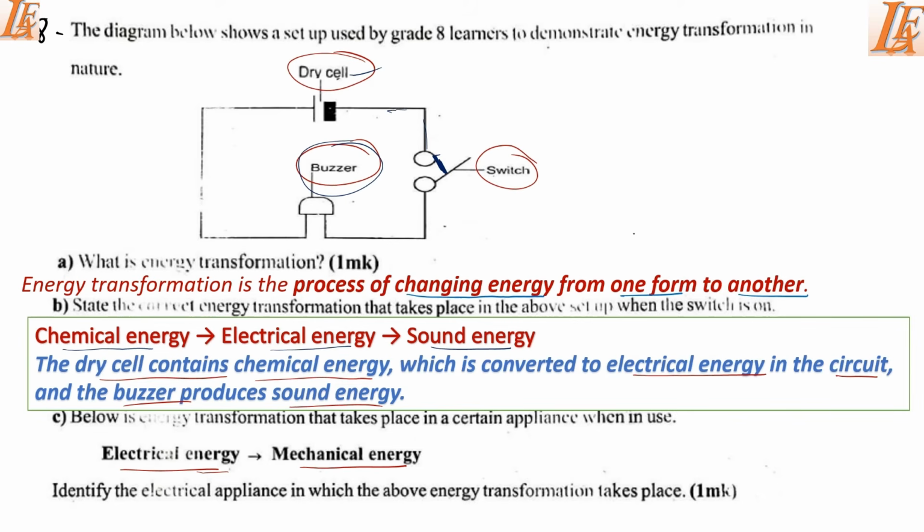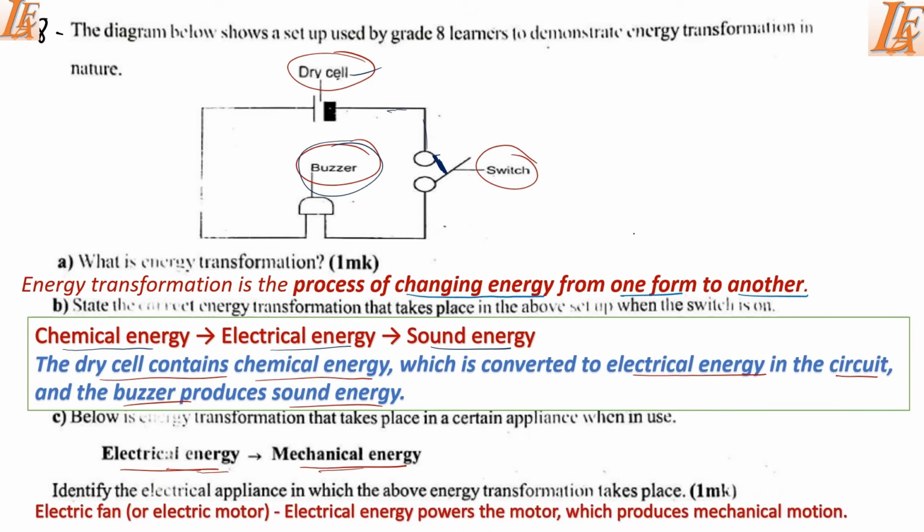Now in this case, for us to change electrical energy to mechanical energy, we can have something like a motor, or an electric fan which contains a motor. In this case, electrical energy powers the motor, which produces mechanical motion. And we have said mechanical energy is energy possessed by a body either in motion or at rest, which we call potential energy. So the device in this case is an electric fan or an electric motor.